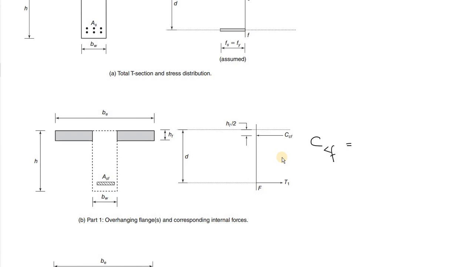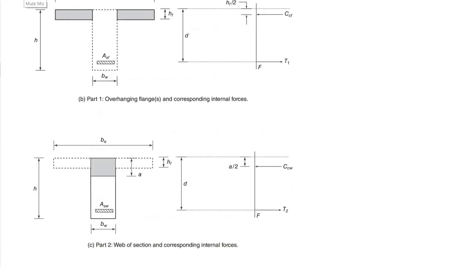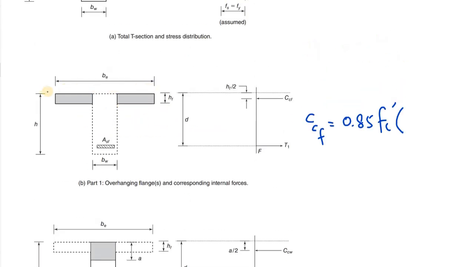CCF will be given by, now the stress is 0.85 FC prime, constant stress, and the area on which it is acting in fact consists of two parts, but I can write it down like this. That area has a width of BE minus BW, and the other dimension is HF. So this is CCF.